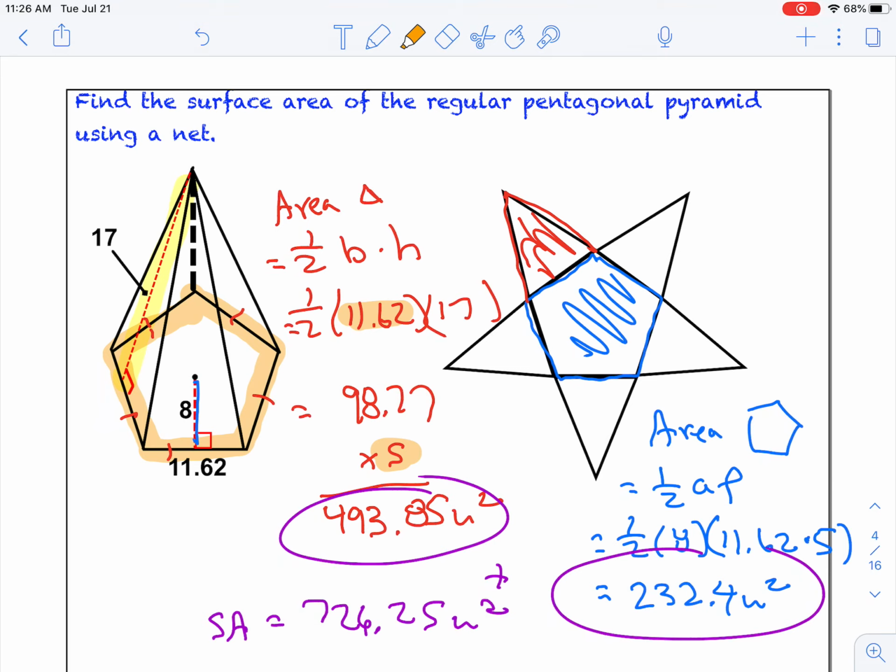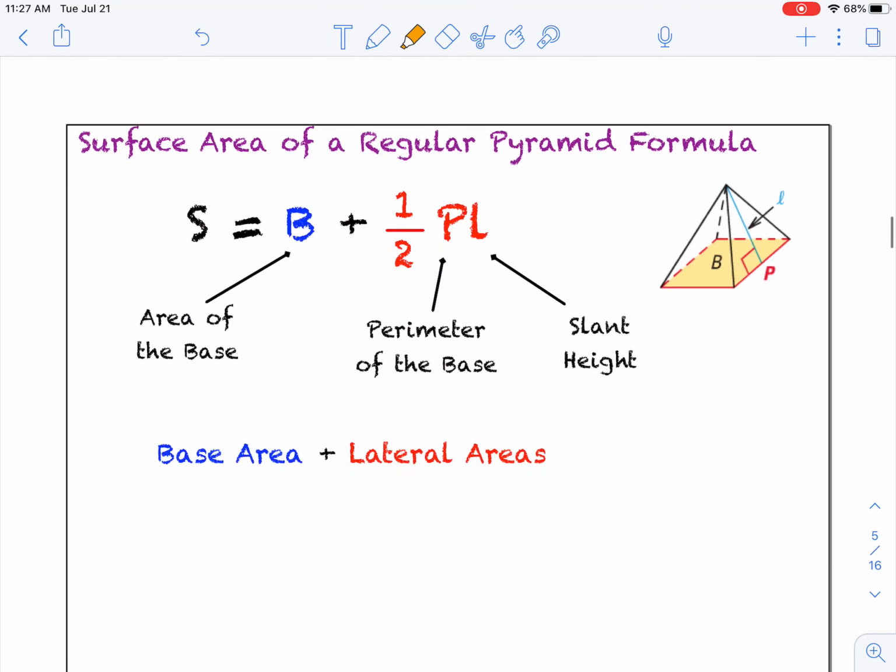And so our formula looks similar to what we've calculated before. We can take the perimeter of the base times the slant height, and 1/2 of that finds the area of all of the triangles combined. So the surface area equals the area of the base plus 1/2 the perimeter times the slant height. Notice there's only one capital B because there's only one base.